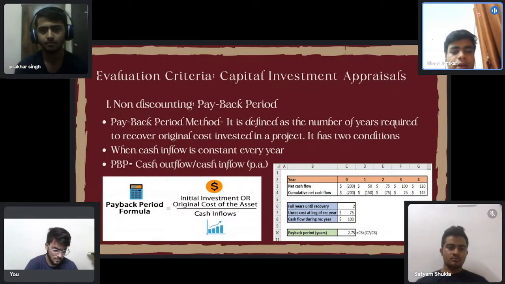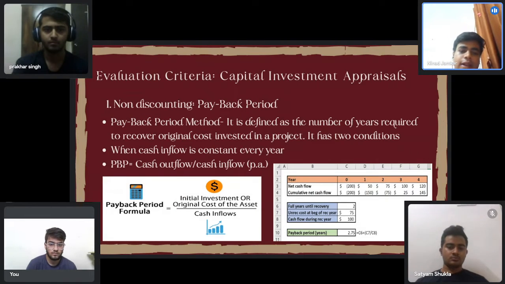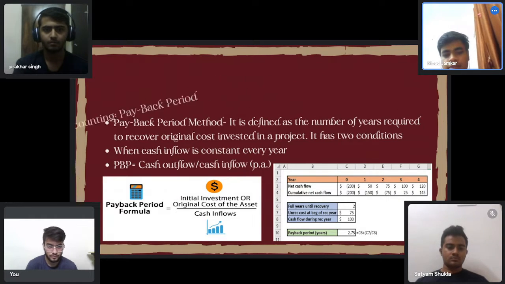The payback period is defined as the number of years required to recover the original cost invested in a project, with the condition that the cash inflow is constant every year. The formula to calculate the payback period is cash outflow upon cash inflow. Here's an example that explains the payback period, which is 2.7 years. Next slide, please.